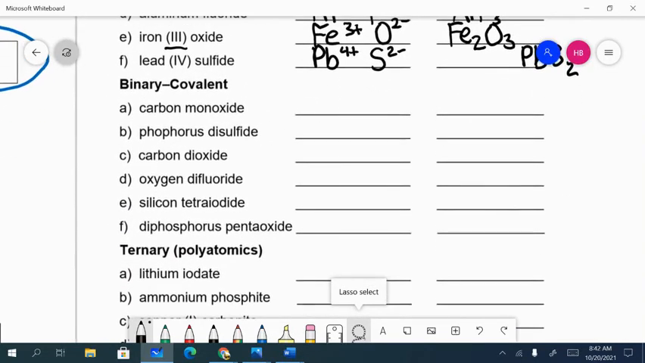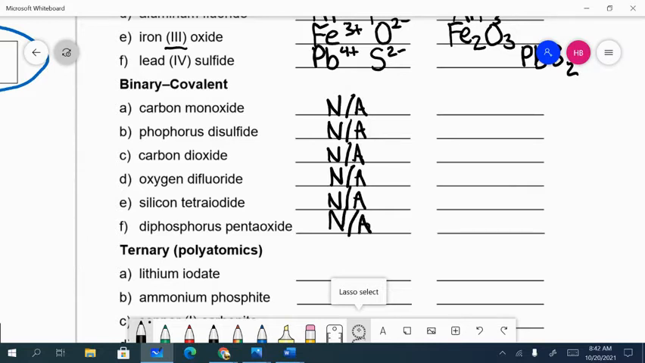Now let's go to the covalent. These are the easy ones. So for every single time, I'm going to write does not apply. I don't need the ions. I don't care about the charges on any of them. I'm simply going to read it and write it down. I'm going to turn my prefixes into my subscripts.